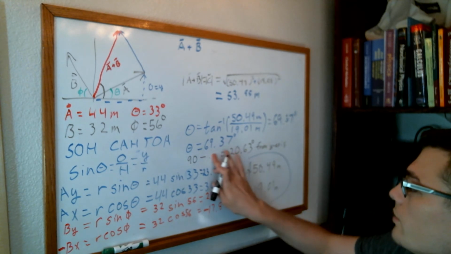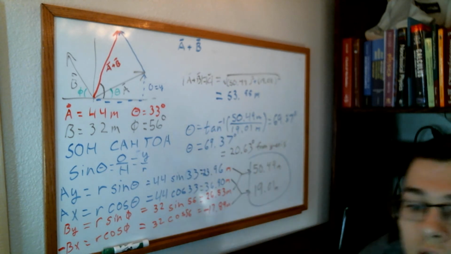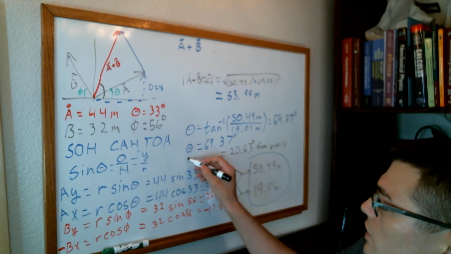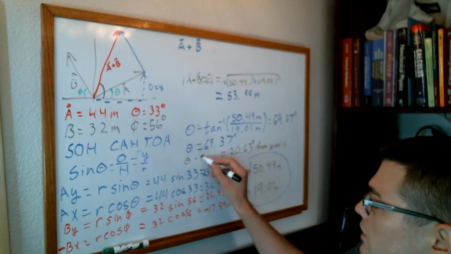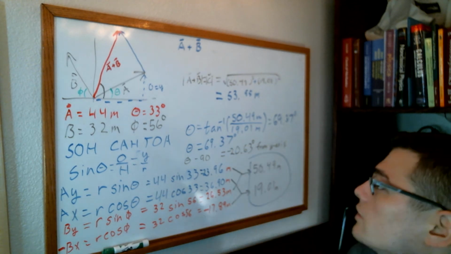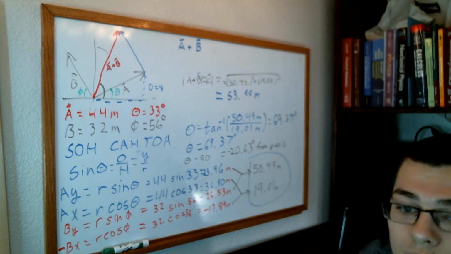Actually, this should be flipped, because if you're measuring it from the y-axis, you always measure counterclockwise, and so this would actually be theta minus 90 in this case, and this would be negative, because this angle here, if you're doing absolute value, it doesn't matter.